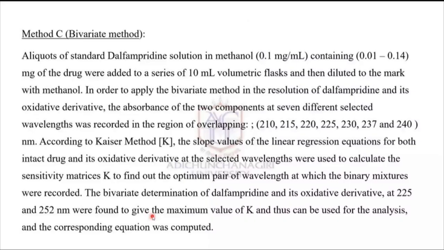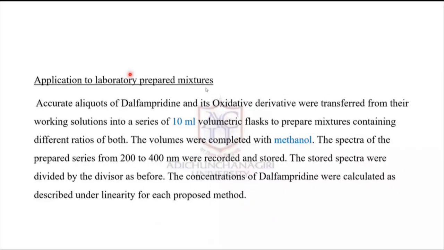And finally the established method was applied for the laboratory prepared mixtures. So the mixture was prepared by combining dalfampridine and its derivative, and methanol was used as a solvent here in 10 ml volumetric flask, and the same procedure, the same 3 methods were applied for the laboratory prepared mixtures also.